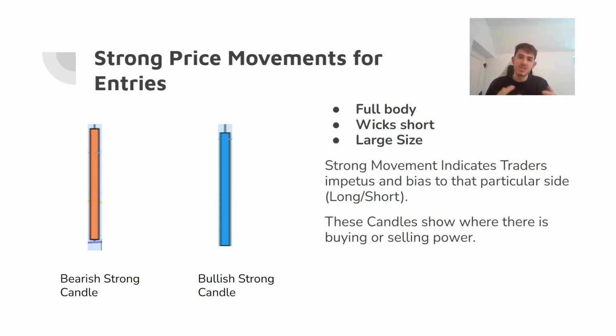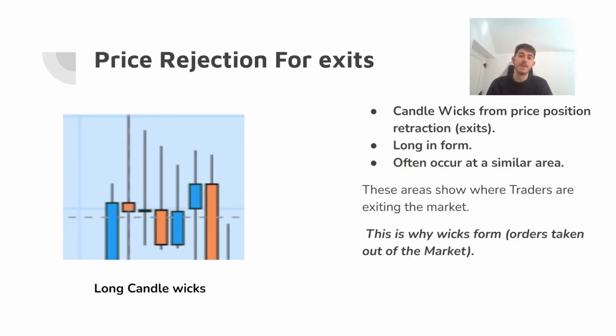So when you're making your next trade and you look back and you've seen that happen before, it can really help your understanding because you'll know that price is likely to rebound. Okay, so those big, strong candles, we're looking for a full body, short wicks, large size, and it shows where there's buying and selling power in the market. So that's going to help you trade in line with the market.